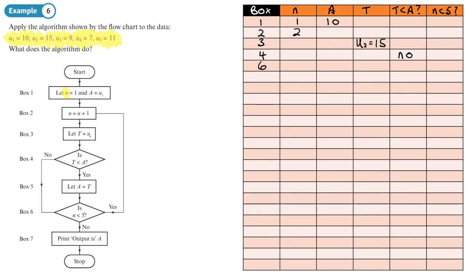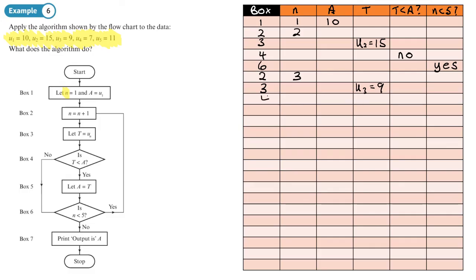Box 6. Is n less than 5? The answer to that is yes. So now we move back to box 2. Box 2, increase n by 1. Box 3, let T equal Un, so it's U3, so it's now going to equal 9.